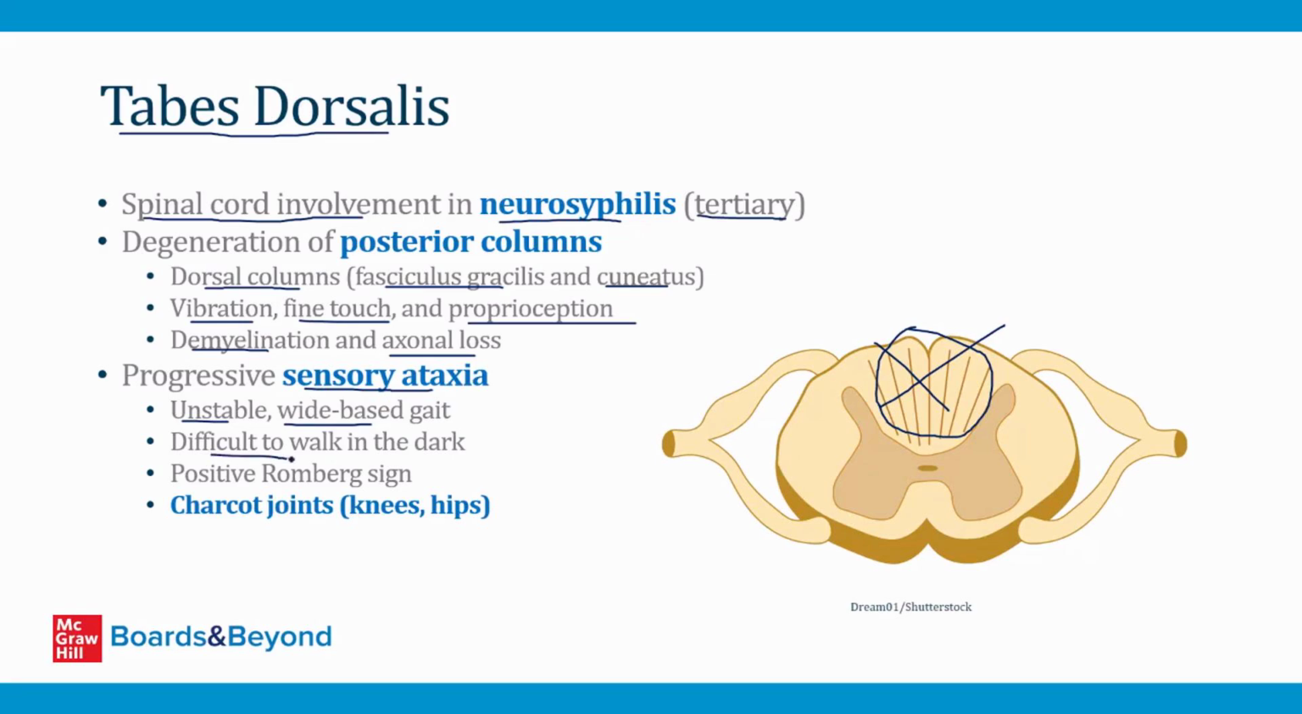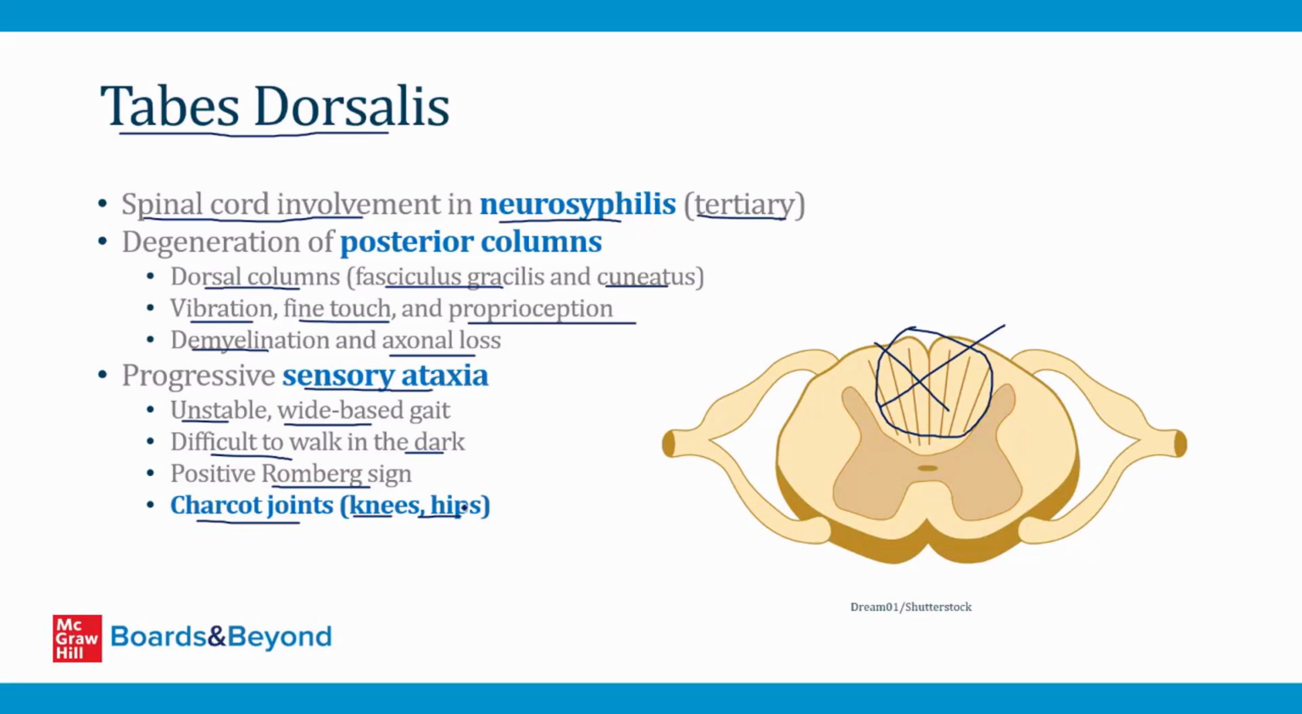They can have difficulty walking, especially in the dark, because in the dark you can't see and you really need your proprioception to walk. There will be a positive Romberg sign, and then if this goes on chronically, patients can develop what are known as Charcot joints. This basically means degeneration of the knees and hips, and it's something that happens to anyone who has long-standing loss of proprioception. They won't be able to control their muscles in their legs from loss of balance, and that will lead to uneven distribution of forces on the knees and hips, and this can lead to a breakdown in joints.